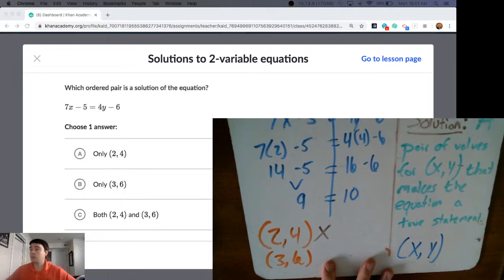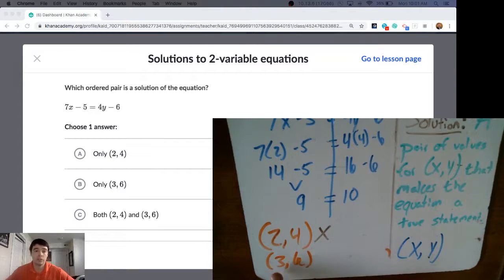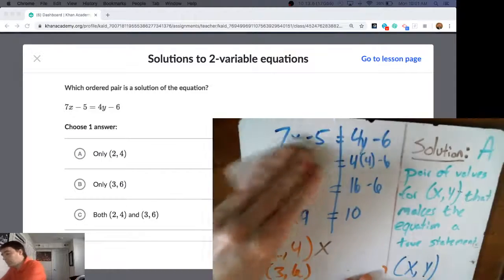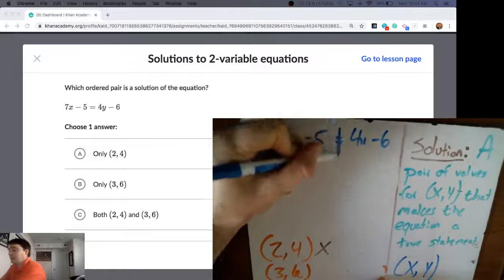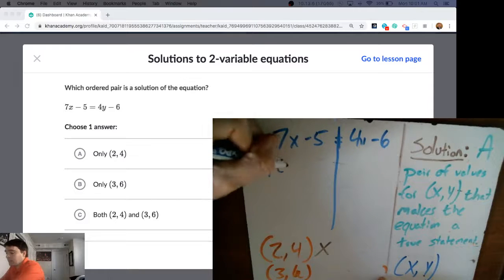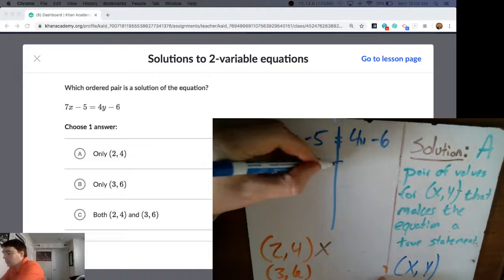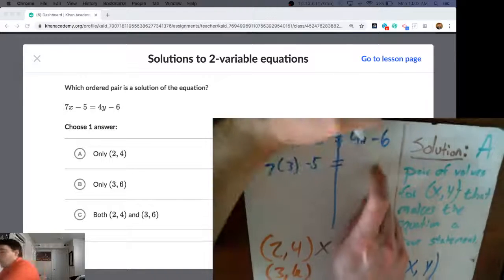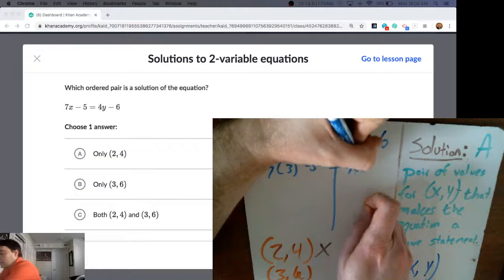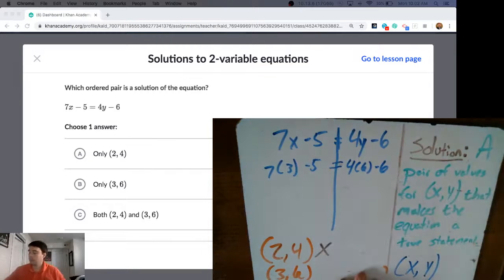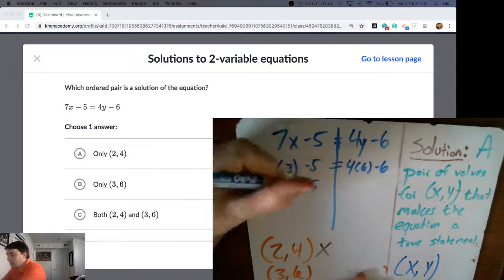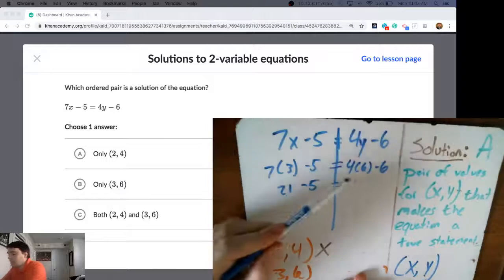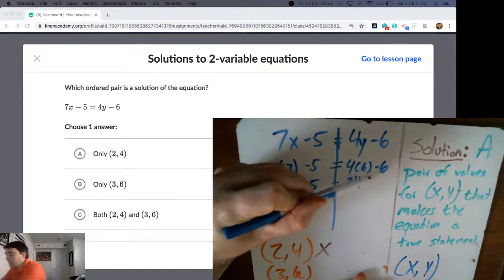The other solution pair I need to test in this equation is 3 for x and 6 for y, so I'm going to go ahead and plug that into my equation. So we'll replace the x this time with 3. It becomes 7 times 3 minus 5. And on the right side of our equation, in the right expression, 4y becomes 4 times 6. 7 times 3 gives us 21 when we do the multiplication on the left side of our equation. 4 times 6 gives us 24 on the right side of the equation.